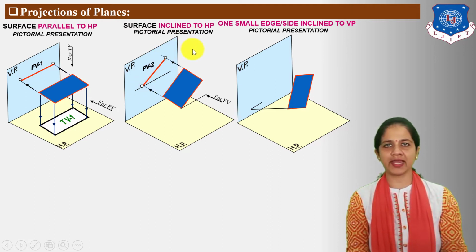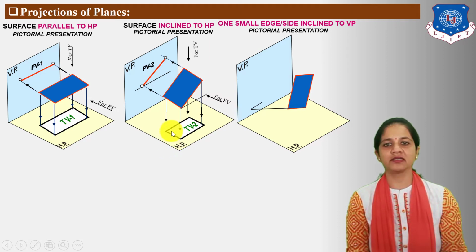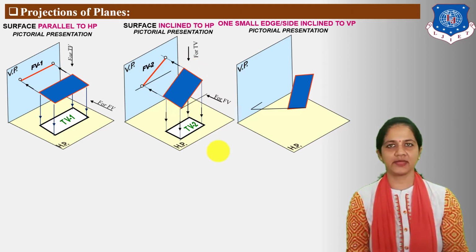Next, when we take projection from the top direction, we will get its top view on the horizontal plane and it is also a rectangle, but the shape of this rectangle is reduced because the plane is inclined to HP. Next, let us understand the third case, one small edge or side inclined to VP.